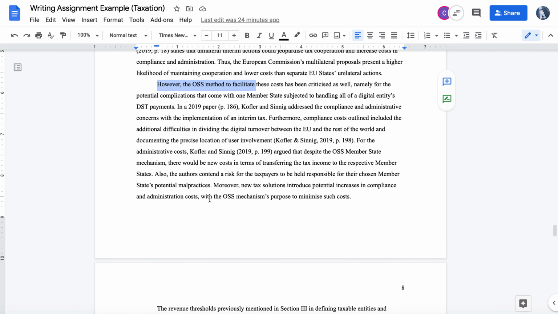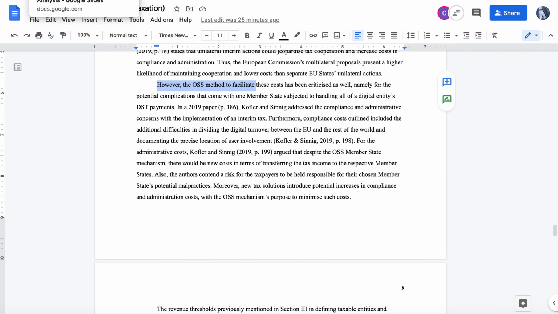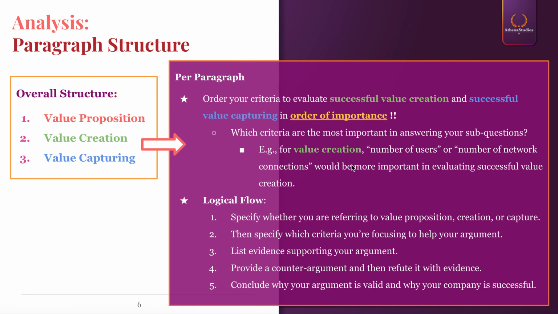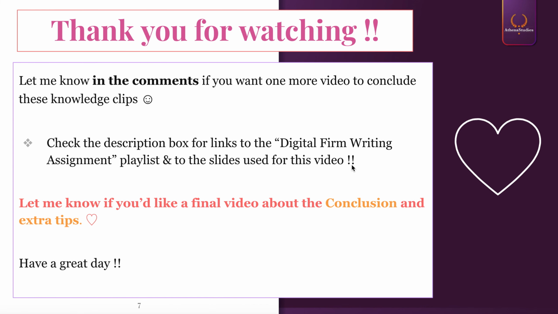But the structure is going to be slightly different for y'all's, just because you have to talk about 3 main value concepts, while I just had to talk about my criteria. Those were kind of my main concepts, but the structure is going to be pretty similar. So overall, that's going to be it for the analysis video.